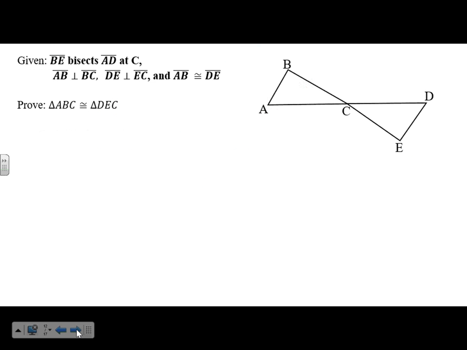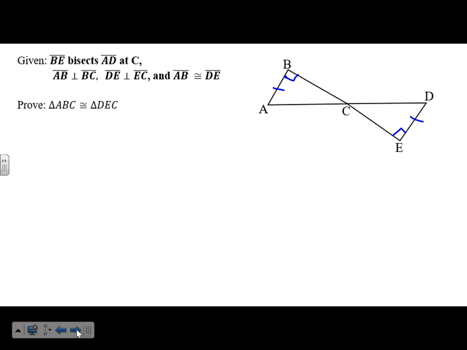How about this one? So we have BE bisects AD at C. So BE, that's this line, bisects it right here at C. AB is perpendicular to BC, and DE is perpendicular to CE, and AB is congruent to DE.